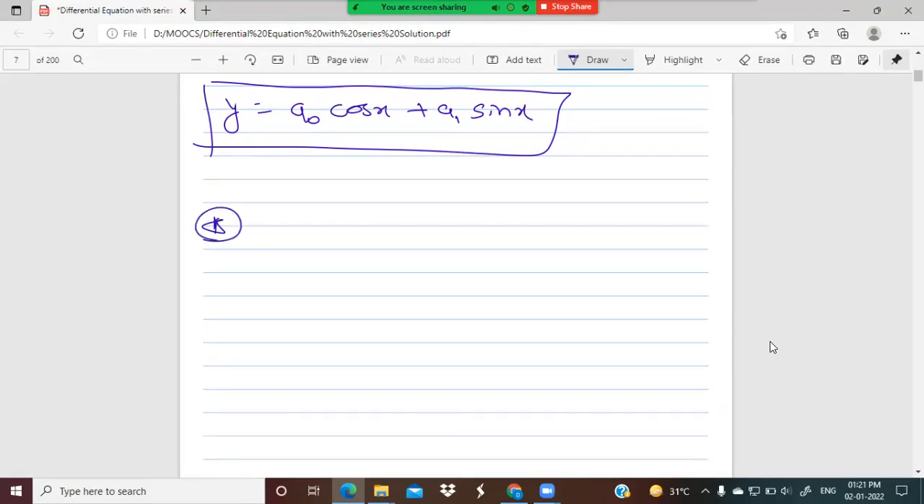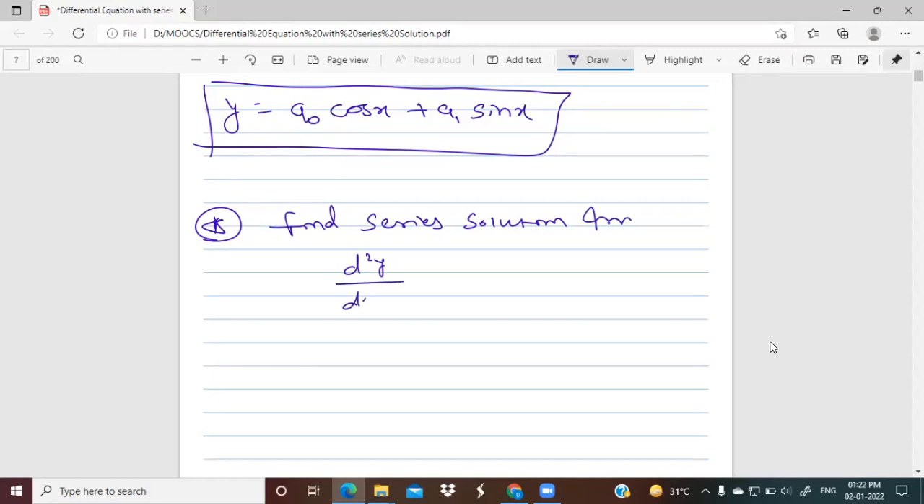Okay. Now I will give you one assignment as homework. Try to find the series solution for d2y by dx2 plus x into y equal to 0. Okay. Solve this as homework.